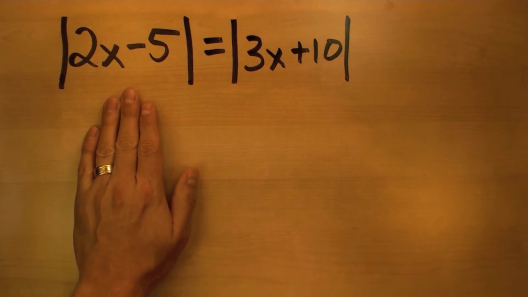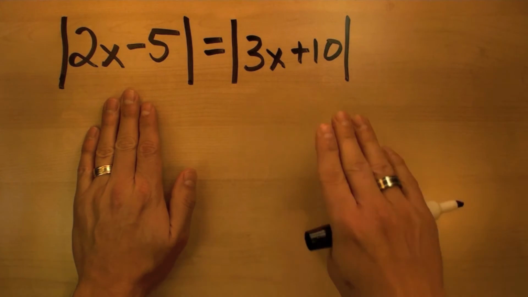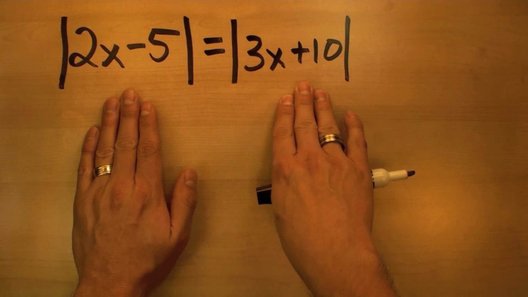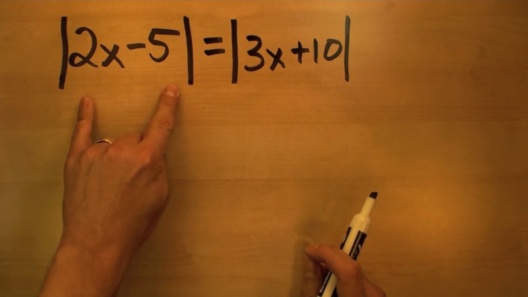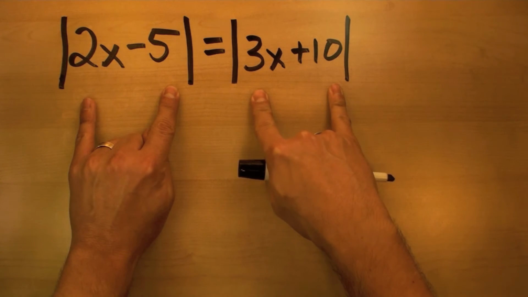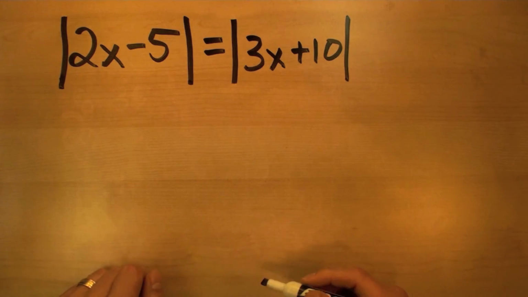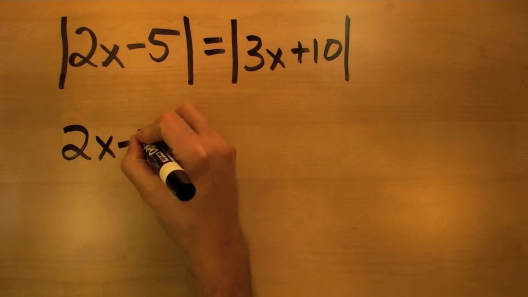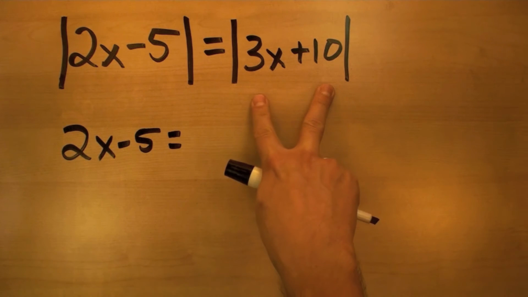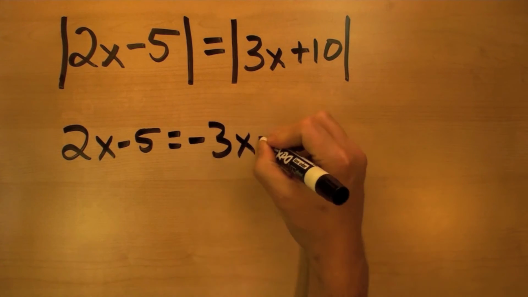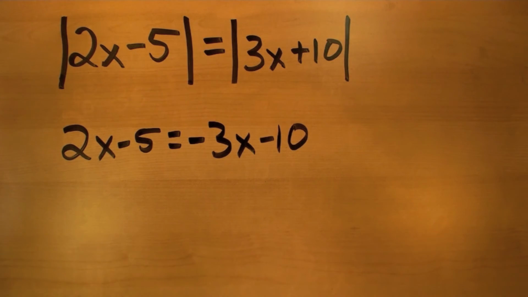Likewise, if whatever 2x minus 5 evaluates to is negative 1 times what 3x plus 10 evaluates to, for instance, you might get 10 inside this parentheses and negative 10 inside this parentheses, but when you take the absolute value, your equation will say 10 equals 10. So we get the other solution by setting the left side equal to the right side times negative 1 to get negative 3x minus 10.